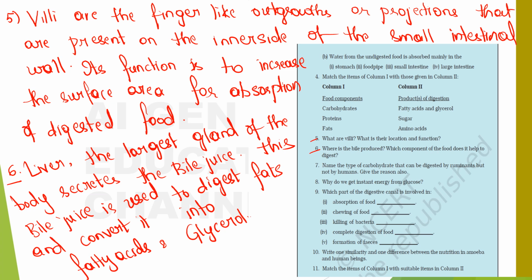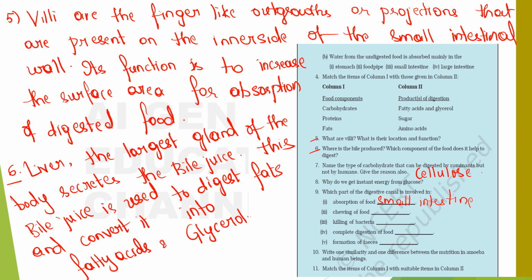Name the type of carbohydrate that can be digested by ruminants but not by humans. Give the reason also. So roughly tell me, what is the type of carbohydrates that ruminants can digest but not humans? Yes, it is cellulose, right? So we shall write the answer for this in the next page. Okay, first let me complete this part. Okay, this is easy, right? Like for these I don't have enough space to cover here. So we will do the ninth one first, and later the rest of it we will do in the next slide. So which part of the digestive canal is involved in absorption of food? Tell me, which part of the digestive canal is used? It is small intestine. What is it? Small intestine.